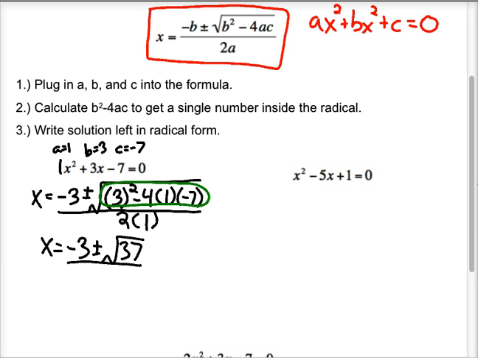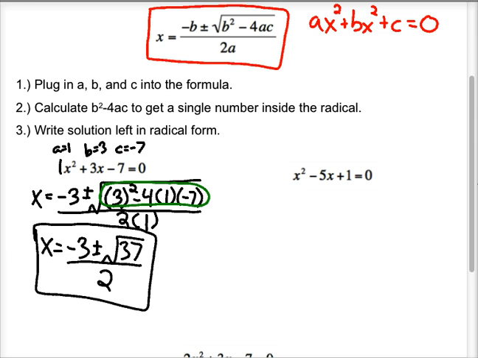Then in the denominator, 2 times 1, well, hopefully you don't even need a calculator for that, because that's just going to be 2. And the cool thing is, here in Algebra 2, that's actually as far as I need you to take it. We're going to leave these solutions in radical form. So I'm okay if you leave it just like this. That is as far as I need you to go with these equations. Basically, all it is is setting it up and getting a single number inside that radical.